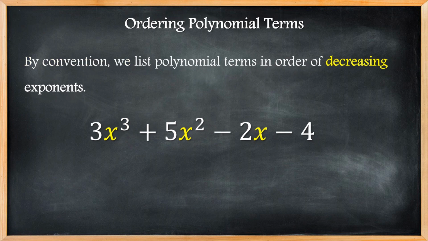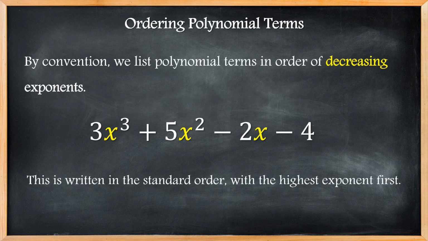Finally, let's talk about ordering polynomial terms. By convention, we list polynomial terms in order of decreasing exponents. For example, 3x cubed plus 5x squared minus 2x minus 4 is written in standard order with the highest exponent first. This makes it easier to read and work with.